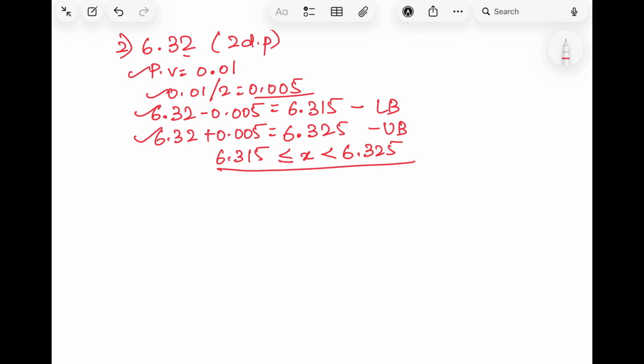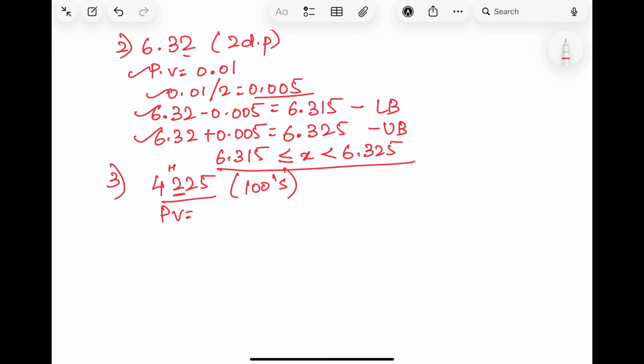Okay, let's take one more last example, one example which doesn't have a decimal point. The number is 4225. We have to find the bounds of this number up to the nearest hundreds. Nearest hundreds means this place value, hundreds. So first we need to know the place value. What is the place value? 100. Then the second step, as I told you, we will divide 100 by 2.